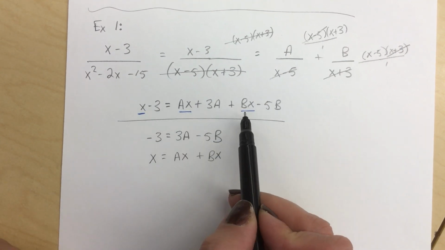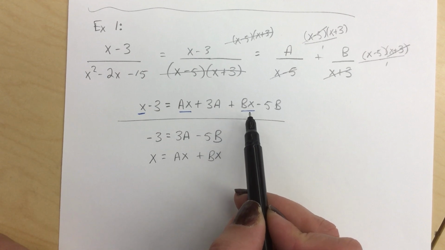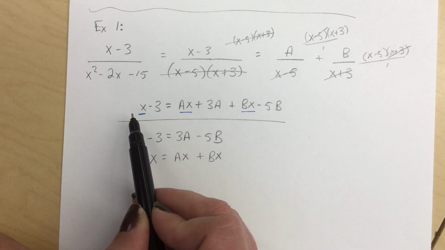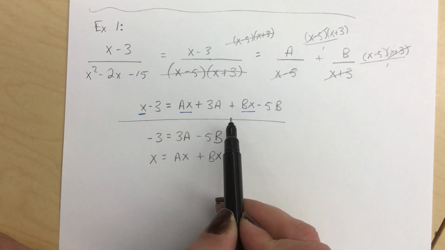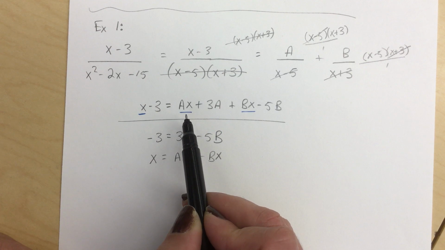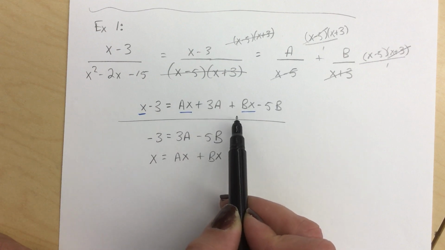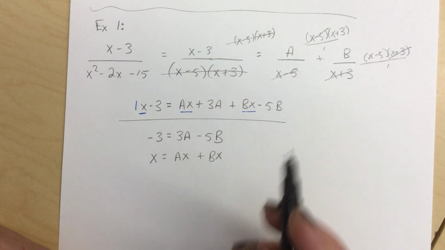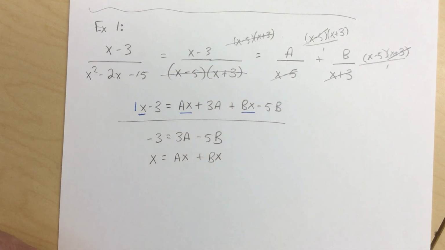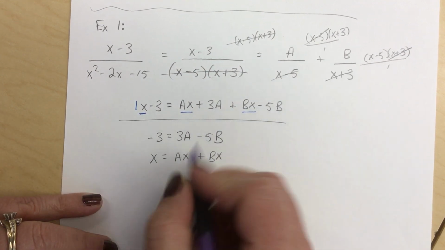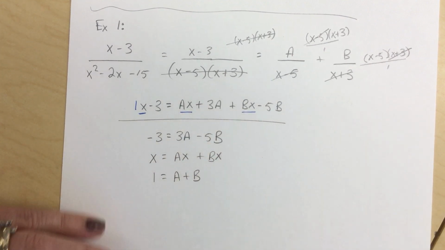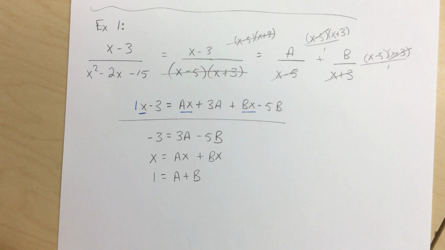If the a and b were numbers, because they are, we're trying to find what number a and what number b are, okay? Whatever numbers they are, don't they have to add up to 1? Because if you combine like terms over here, you get ax plus bx, or a plus b times x. So doesn't a plus b have to equal 1? If I get rid of the x's, doesn't 1 have to equal a plus b?